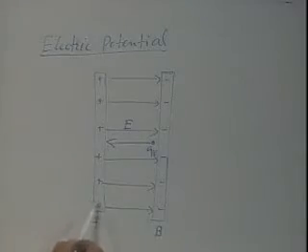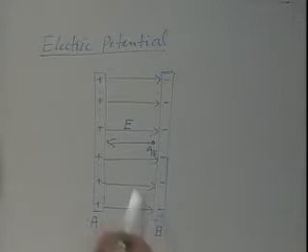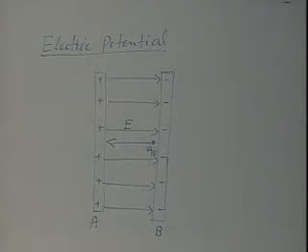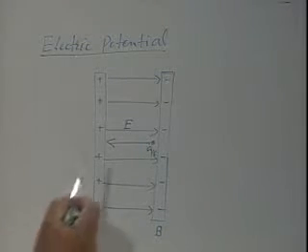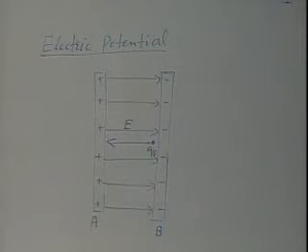We have a plate A which is positively charged, another plate B which is negatively charged. If we want to move this charge Q naught from plate B to plate A against the direction of electric intensity, we have to do work on it. This work will be stored in the charge in the form of its electrostatic potential energy.